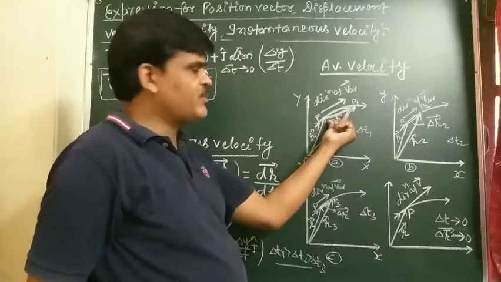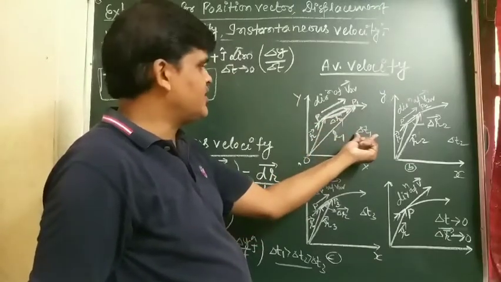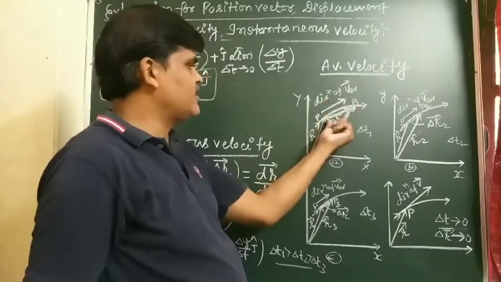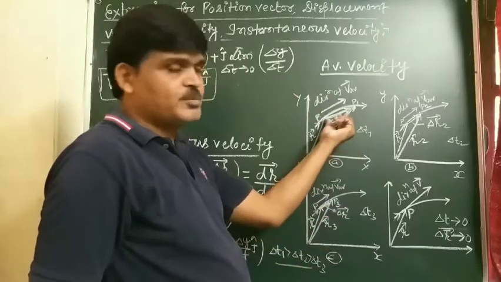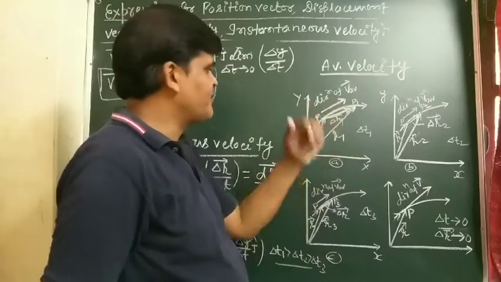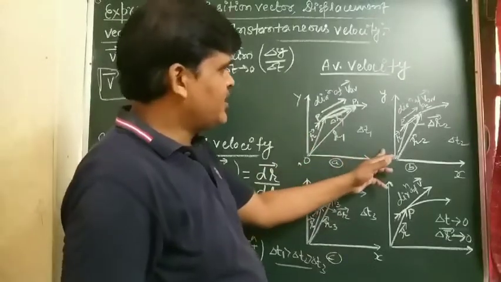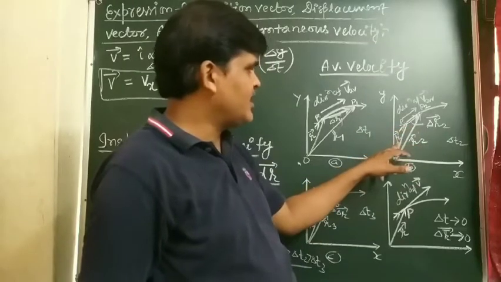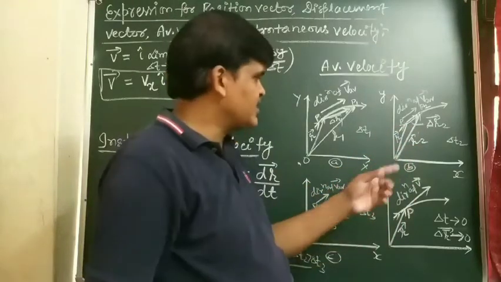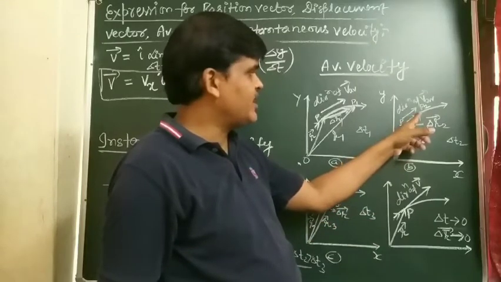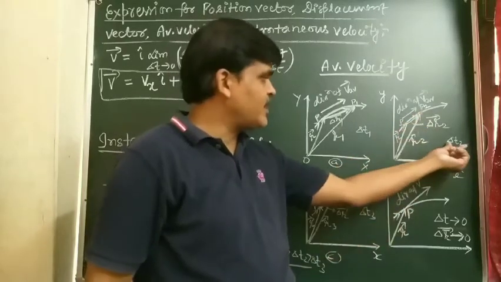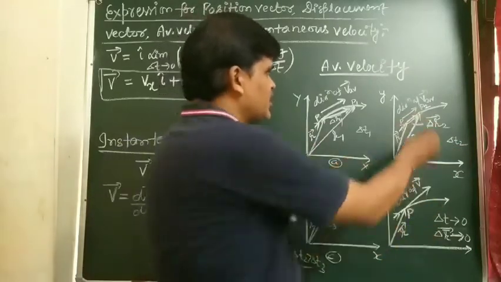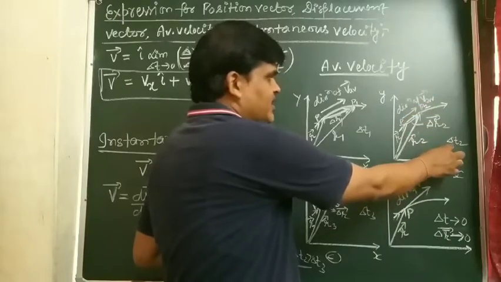Displacement vector in small interval of time delta t1, which is shown by PP dash, and the direction of average velocity is along the direction of the displacement vector delta r1. In the same way, if the position of the particle at time t is r, and when time decreases, the position of the object at point P2 is after time delta t2, and delta t2 is less than delta t1. So this is the position of the object after time delta t2.